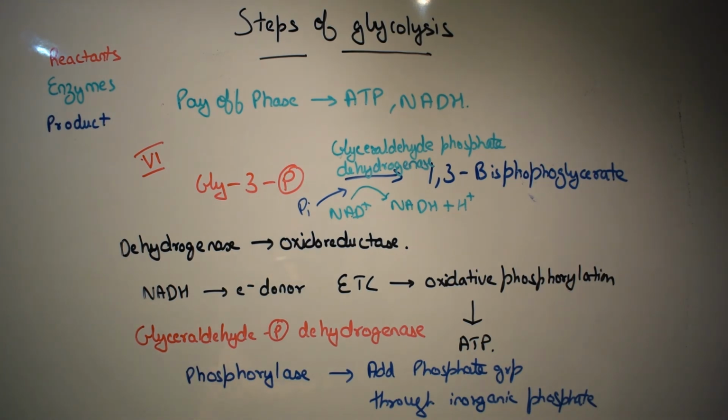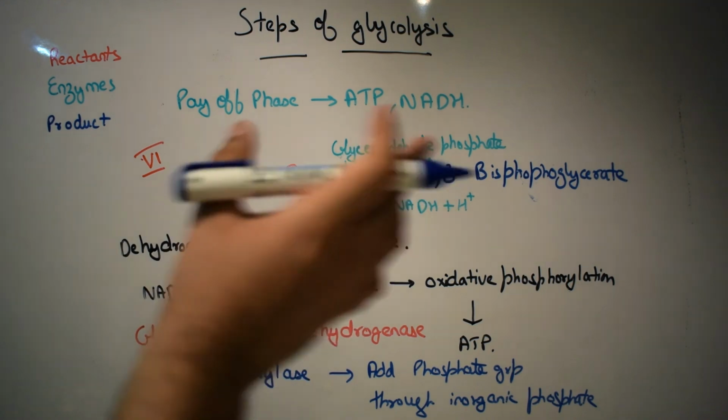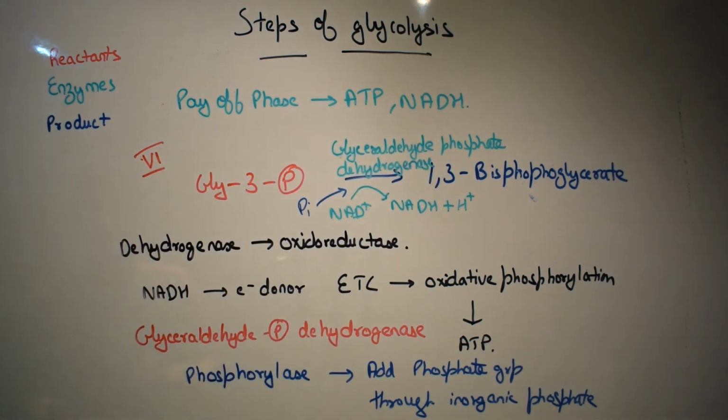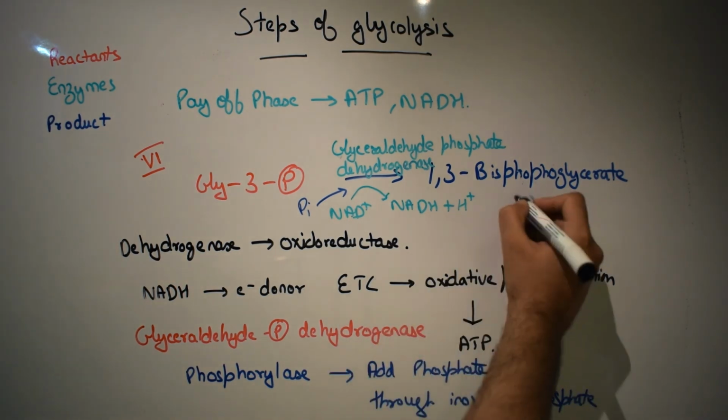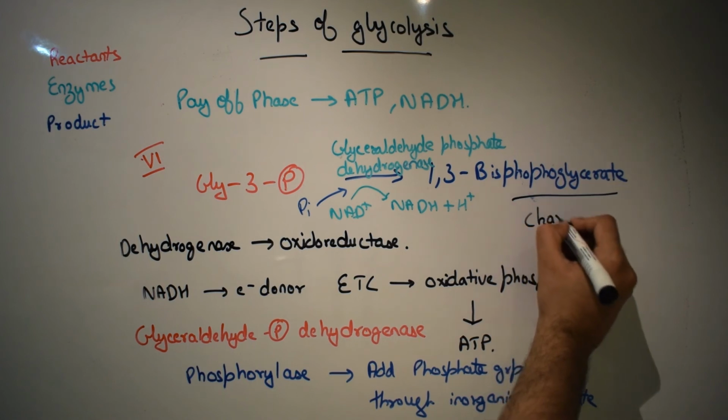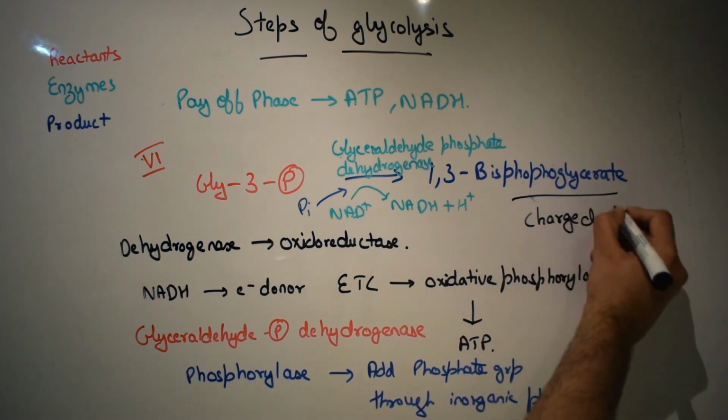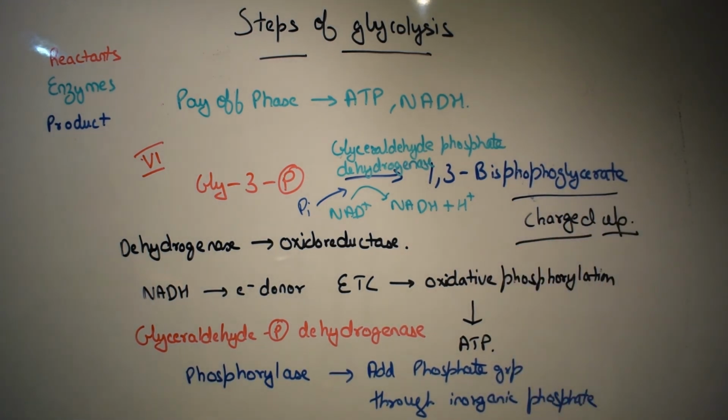So here the glyceraldehyde phosphate dehydrogenase serves 2 purposes. It acts as a dehydrogenase where it transfers the electron to NAD and leads to the formation of NADH, and also it leads to the phosphorylation of the glyceraldehyde 3-phosphate at the terminal carbons. What it does is that it charges up the 1,3-bisphosphoglycerate for further reactions, because it has to also undergo some breakdown in future reactions of glycolysis.